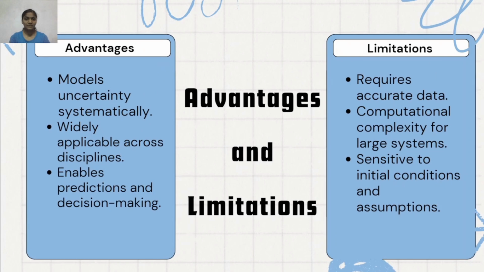Advantages and limitations. Advantages: models uncertainty systematically, widely applicable across disciplines, enables predictions and decision making. Limitations are: requires accurate data, computational complexity for large systems, sensitive to initial conditions and assumptions.